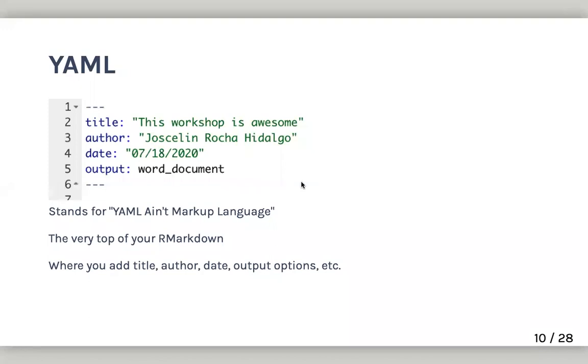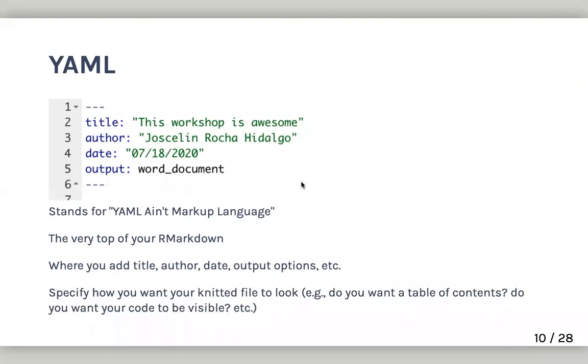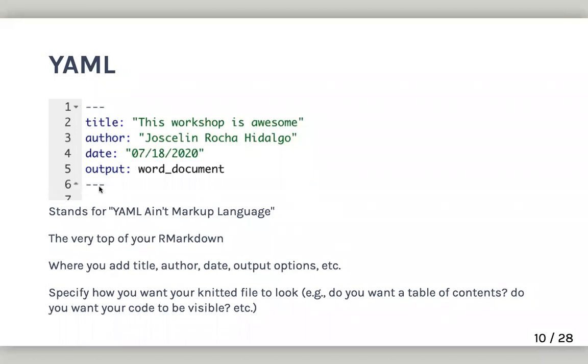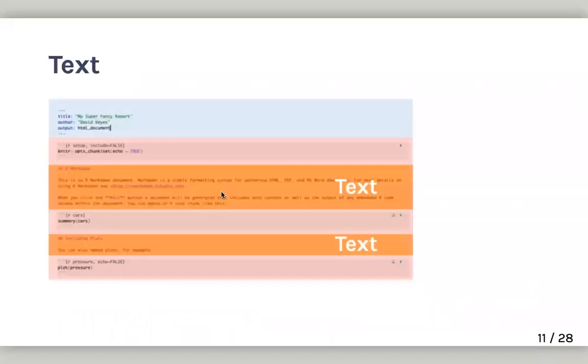Do you want a Word document, an HTML document, a PDF? Or even if you want a table of contents, you can put a table of contents in the YAML section, and it will create a table of contents for you. And you can specify how many levels of your table of contents you want to show in your output. So there's everything after those three little lines over here. That means everything will be considered text unless they are in chunks.